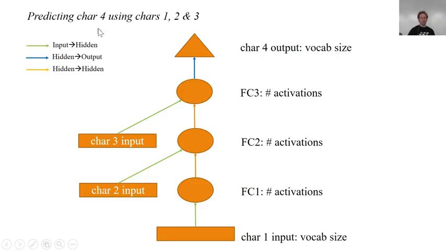So predicting character 4 using characters 1, 2, and 3. As you can see, it's the same picture as the previous page. But I put some very important colored arrows here. All the arrows of the same color are going to use the same matrix, the same weight matrix, right? So all of our input embeddings are going to use the same matrix. All of our layers that go from one layer to the next are going to use the same orange arrow weight matrix. And then our output will have its own matrix. So we're going to have 1, 2, 3 weight matrices.